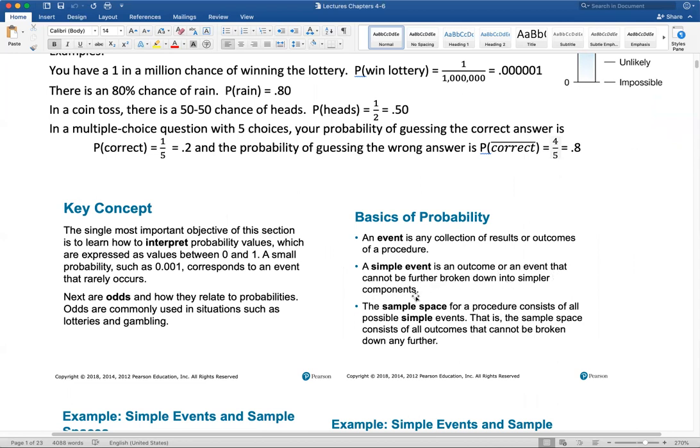For example, rolling a die, you can expect 1, 2, 3, 4, 5, 6. Each outcome 1 through 6 cannot be broken down further, right? So each outcome is called a simple event. Then the sample space for a procedure consists of all possible simple events.